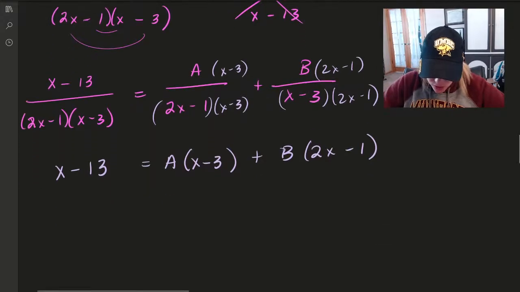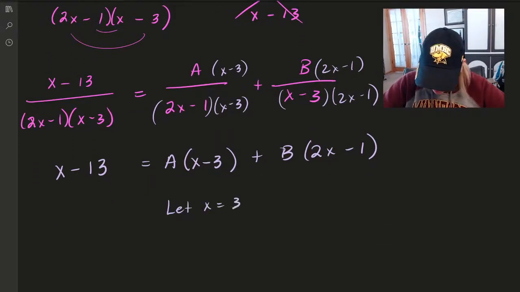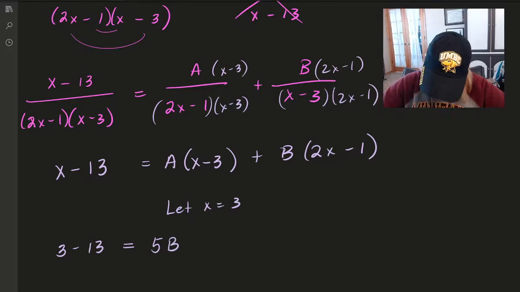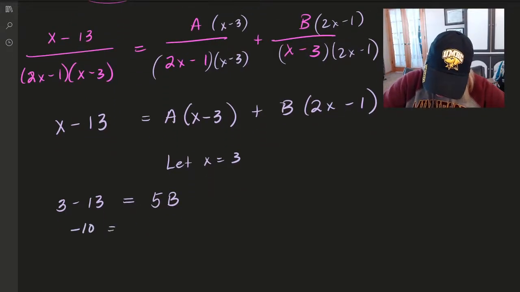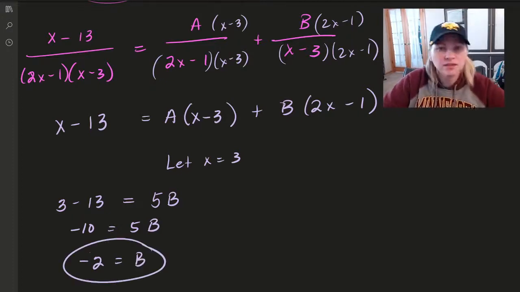And now I'm going to force some zeros. I'm going to let x equal 3. That gives me 3 minus 13 equals, the a term goes to 0, the b term goes to 5b. So negative 10 equals 5b, b is negative 2. I have b.